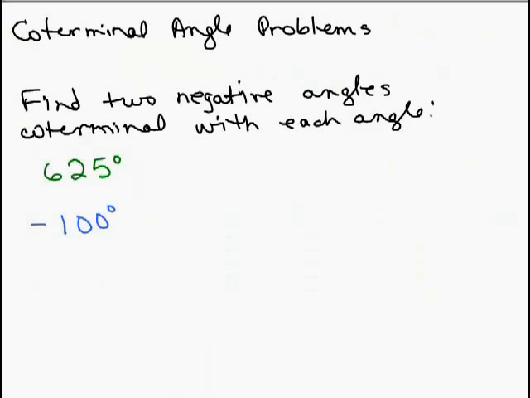All right, here is another coterminal angle problem. Find two negative angles coterminal with each angle. Now, in our first video on some problems about coterminal angles, we were looking for two positive angles coterminal. Now we're looking for some negative angles. So why don't you try this one on your own, 625 degrees. There are many possible answers, but you want to get at least two negative coterminal angles with 625 degrees.